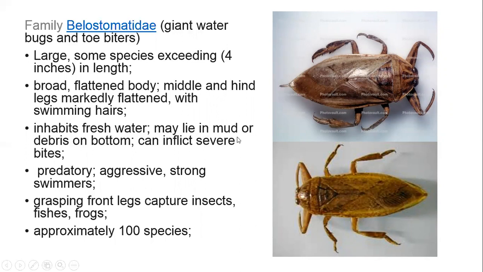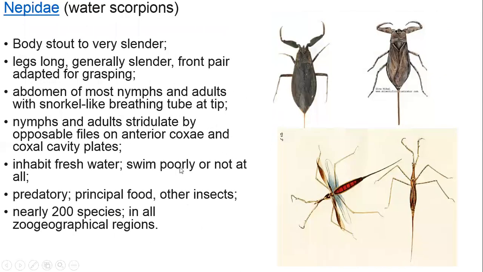Inhabits freshwater, may lie in mud and debris on the bottom, can inflict severe bites, predatory, aggressive, strong swimmers, grasping legs capture insects, fishes, and frogs. Approximately 100 species are found all over the world.